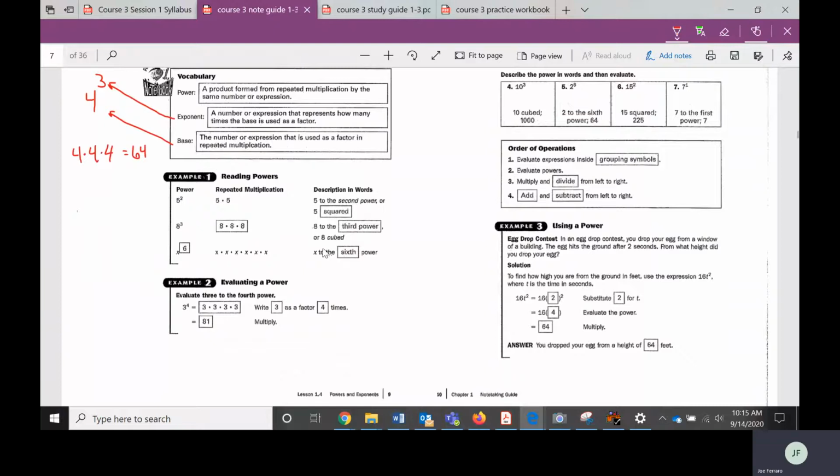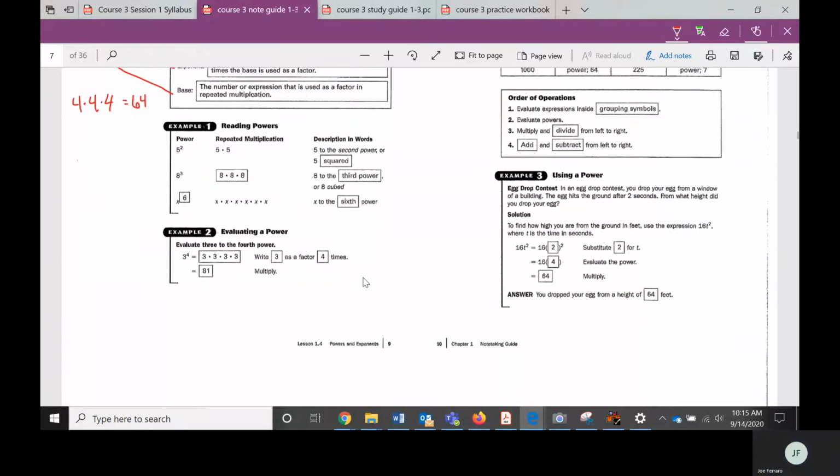It works just as easy with variables. X to the sixth means x times x times x times x times x times x. So six of those there. And that's just read x to the sixth power. There's no shortcut. So if the directions say evaluate a power, that means actually find out what it equals. If they say find the repeated multiplication, all you have to do is write out the repeated multiplication. 8 to the third is this. It didn't say evaluate, so we don't need to write the answer.